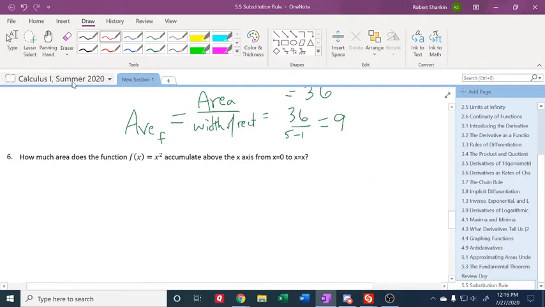Okay, let me stop you. This is just the right half of this parabola. How much area does that function accumulate above the x-axis when x is something like here and then moving out to the right? As x moves to the right, we accumulate more and more area. Well, the answer is, how much area? It's an area function. It's the antiderivative of this one.